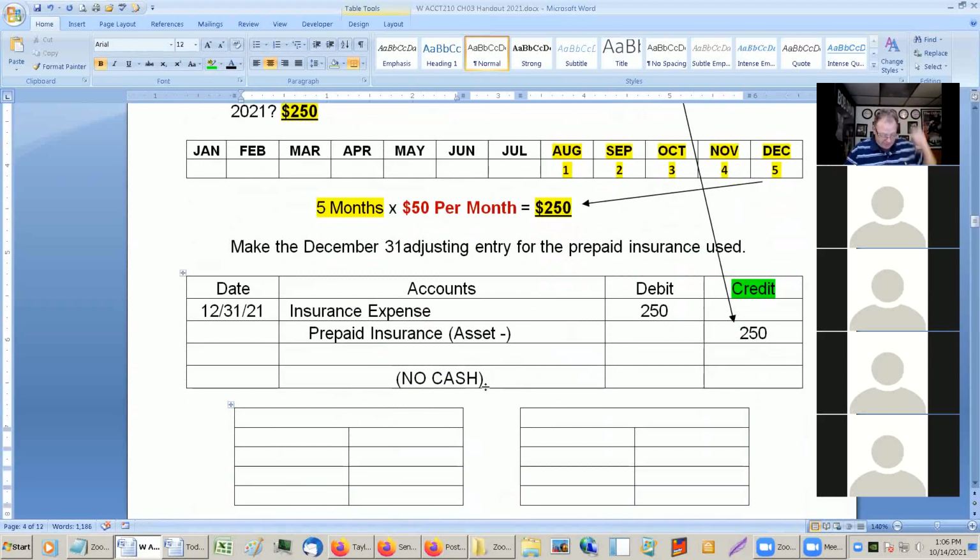Okay, and I'm gonna keep with my prepaid insurance on the left. So this was 600. So it's 250. So we still have 350 prepaid, and the insurance expense. Expenses also have an X in it, but they're also always debits.